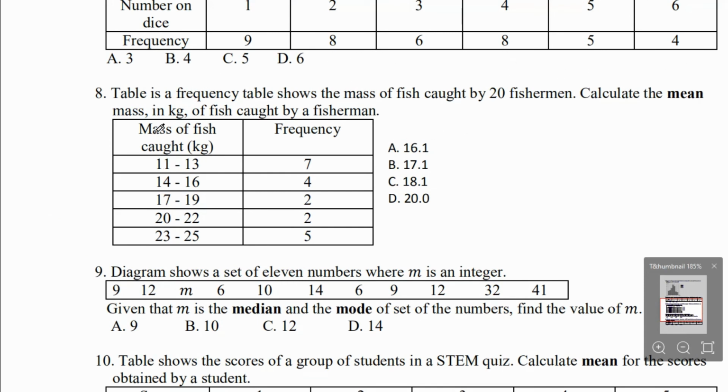Okay, the table is a frequency table that shows the mass of fish caught by 20 fishermen. Calculate the mean mass in kg of fish caught by a fisherman. Okay, to calculate the mean, we use the formula again.